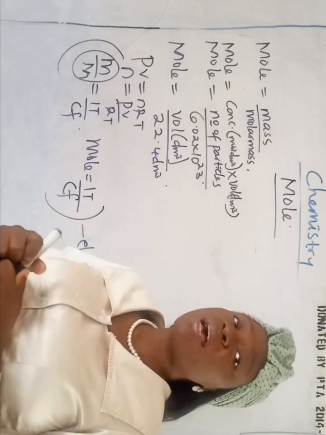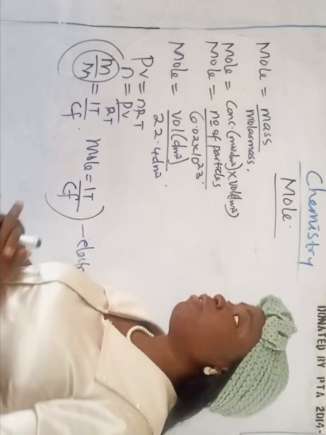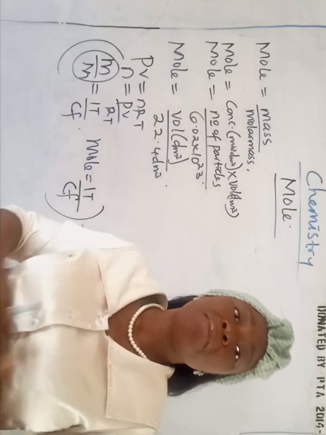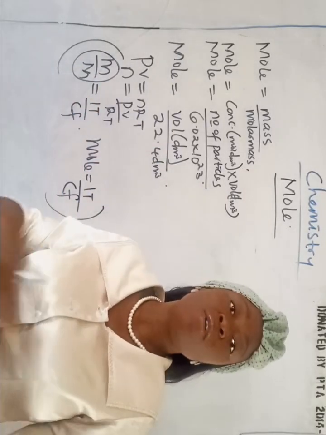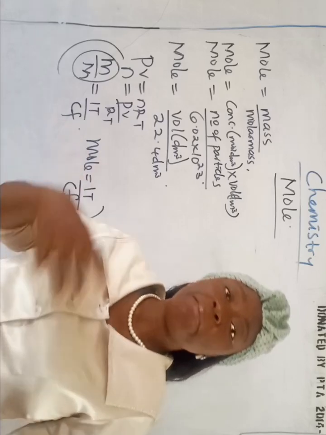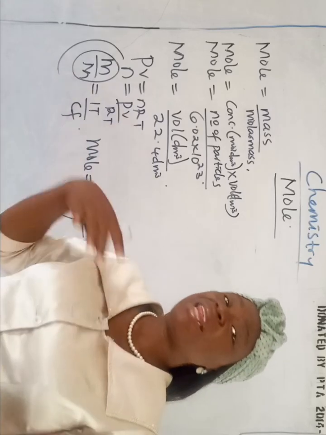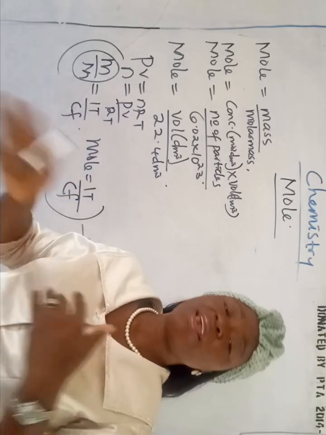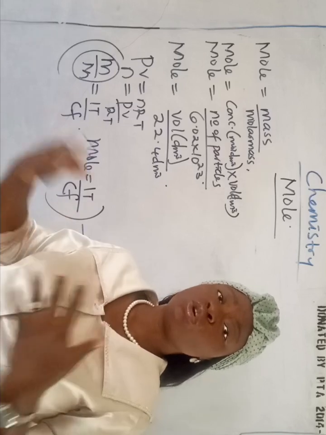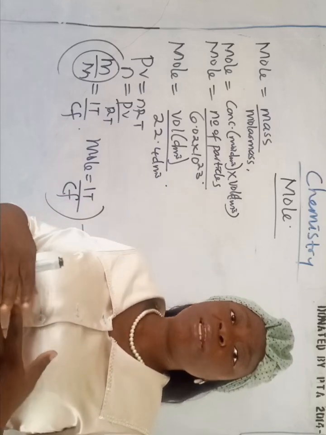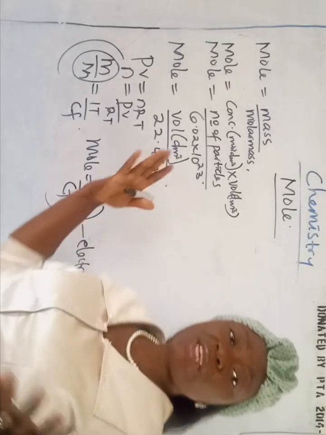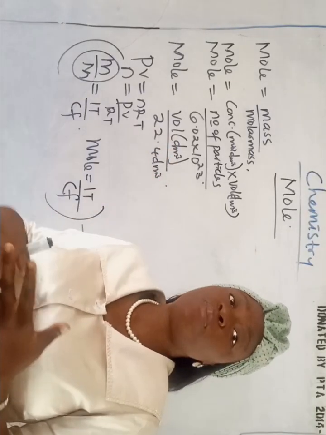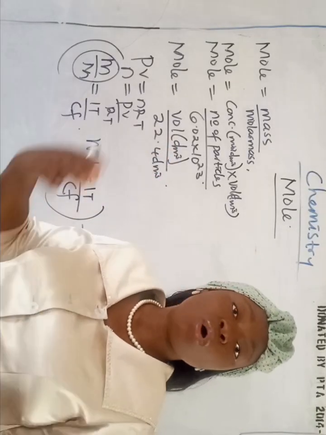Then we also have the relationship question whereby you have the mass to mass relationship, mass to mole relationship, mole to volume relationship, volume to mole relationship, mass to volume relationship, like that. So the question can come in different ways under your stoichiometry. So today I'm just giving us the formulas of mole. When next we meet, we are going to be solving some practical questions on the board.